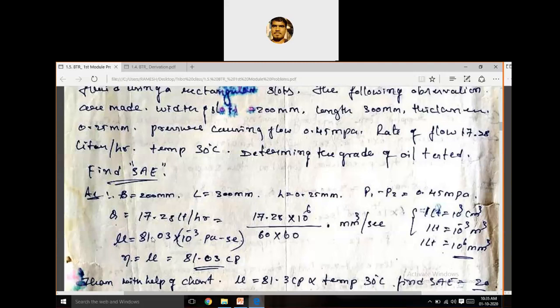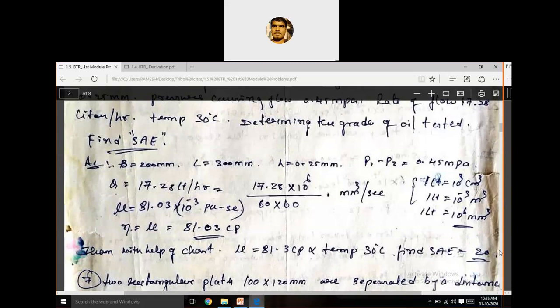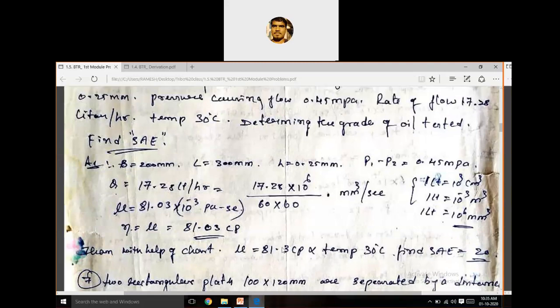If you simplify, you will get the Q value, and use the same equation, B H cube by 12 mu, dP by dx, that is P1 minus P2 by L. Substitute, and finally you will get the mu value. Only mu is unknown, and mu is 81 centipoise approximately. For 81 centipoise at the temperature of 30 degrees, it gives SAE 20 with the help of the data handbook. So 81 centipoise at 30 degrees centigrade gives the grade SAE 20.